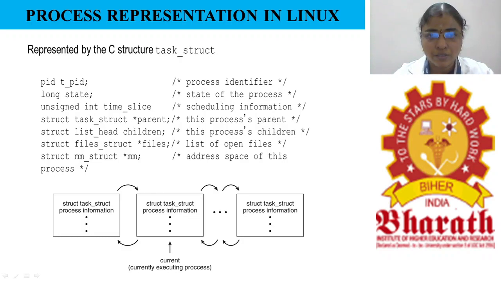For example, the process identifier, which is a unique number. Second is the state of the process. What is the state? It may be new state, ready state, or running state, like that. Then the scheduling information, and the parent process or child process relationships. Then the list of open files, and the address allotted for the particular process. Everything will be collected with the help of task_struct. This structure is used to collect this type of information.